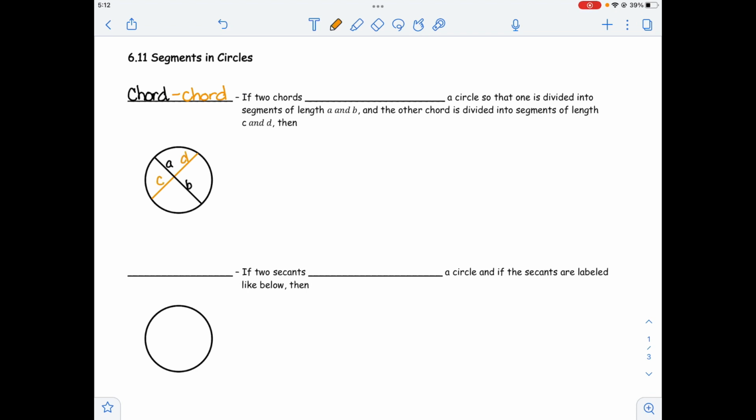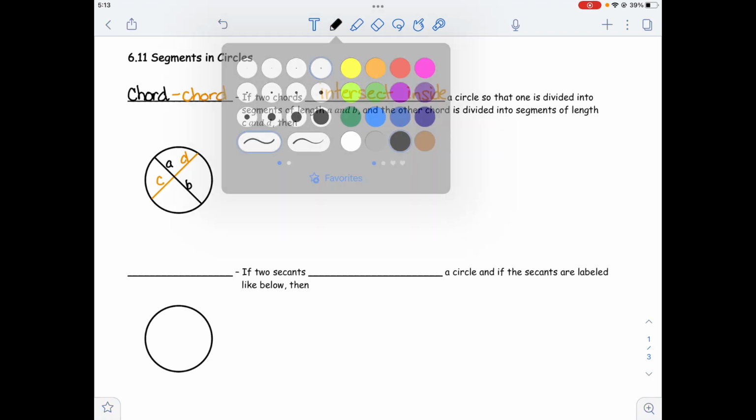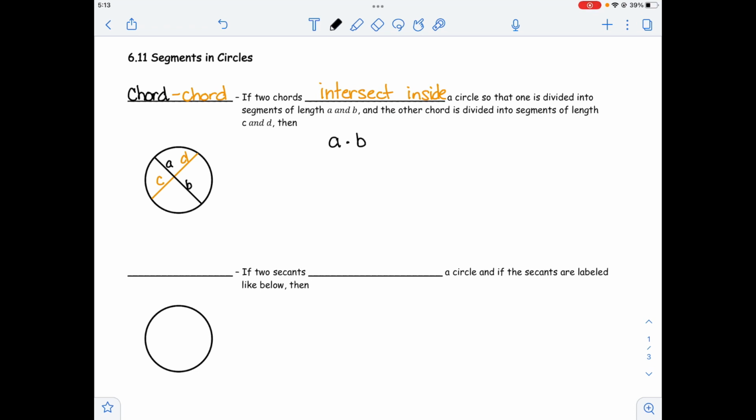So if two chords intersect inside of a circle, so that one is divided into segments of lengths A and B, and the other chord is divided into segments of lengths C and D, then this is our rule. We have A and B multiplied together, so these are the same segment, and that would equal C times D, which is also the same segment.